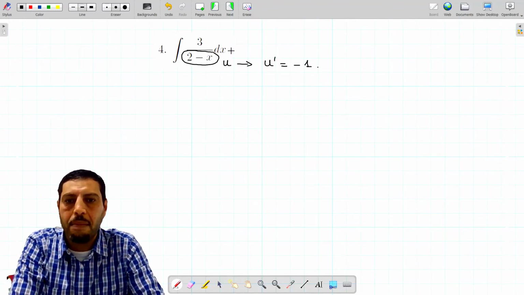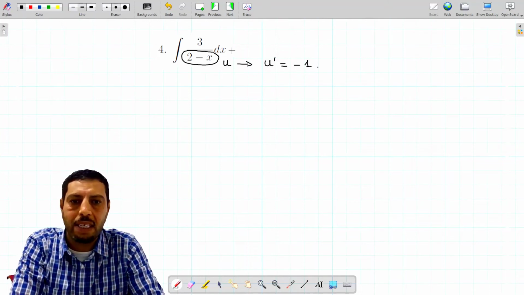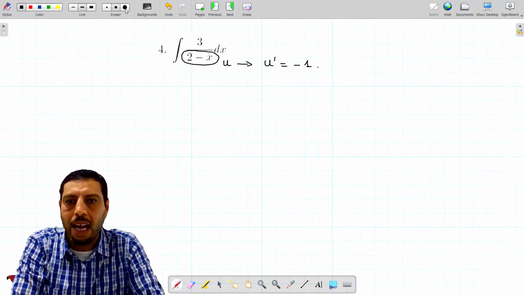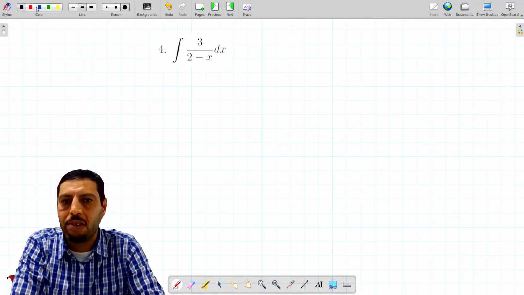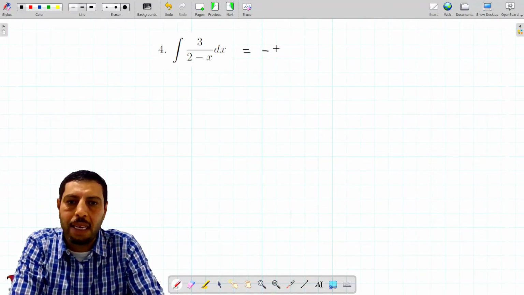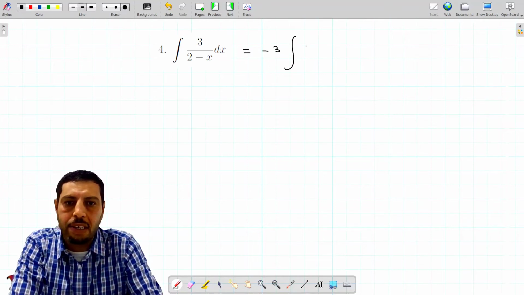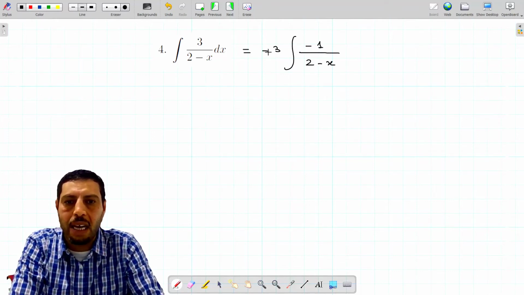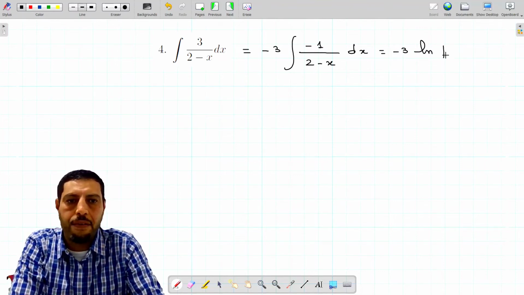Now, do you have the minus 1 in the numerator? Yes, you can obtain it by multiplying by minus 1 and dividing by minus 1 and put the 3 outside the integral. So let's rewrite this integral again. We can write it as minus 3 times the integral of minus 1 over 2 minus x. So we added 2 minus signs here and I put the 3 outside, so I get this integral, which is of the form u prime over u. So the result will be negative 3 ln of the absolute value of 2 minus x plus the constant c.